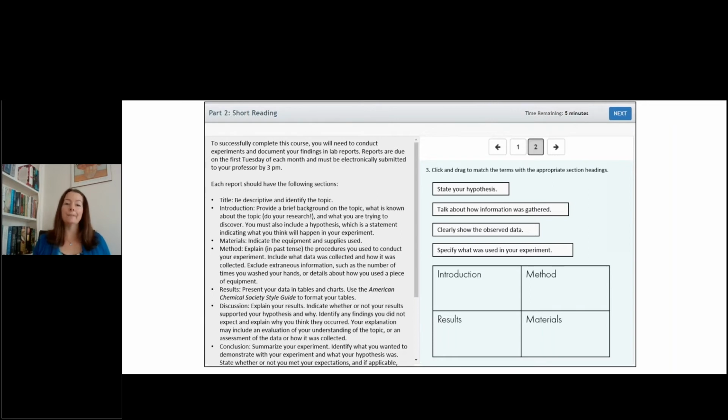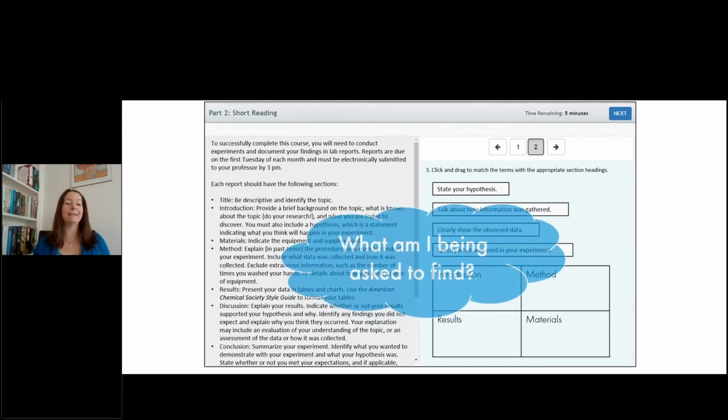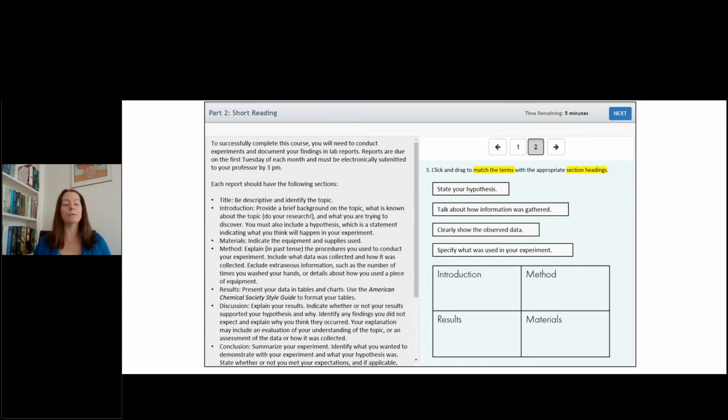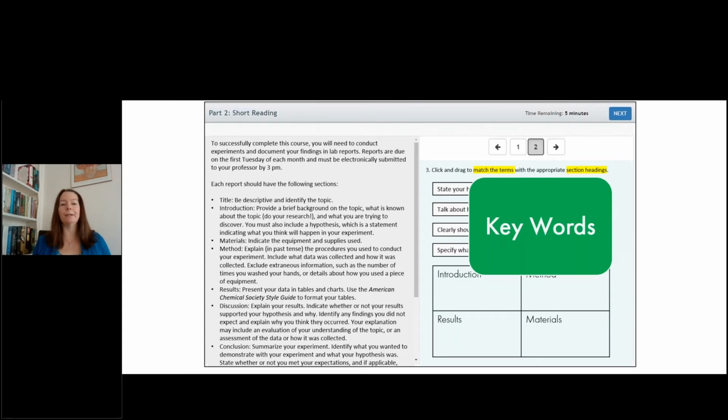So as we talked about last week, whenever we're given a text, we certainly want to make sure we understand exactly what it is we're being asked to find. So looking at the question here, we're going to notice the important words. So I've highlighted in yellow here the words that tell me what I need to do to answer this particular question. So I have to match the terms with section headings. So these important words from the question we can refer to as keywords.